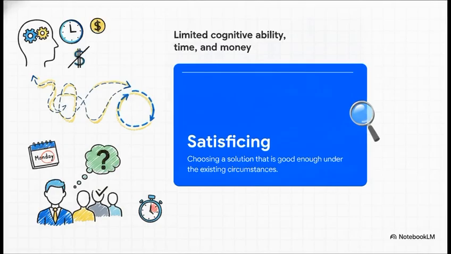This brings us to the bounded rationality model, which was championed by Nobel Prize-winning economist Herbert Simon. He essentially pointed out that, look, our cognitive ability, our time, and our money are strictly limited. So managers use this fascinating concept called satisficing. Instead of endlessly hunting for the mathematically perfect, ultimate solution, managers choose an option that is satisfactory and practical given their constraints. It's good enough.